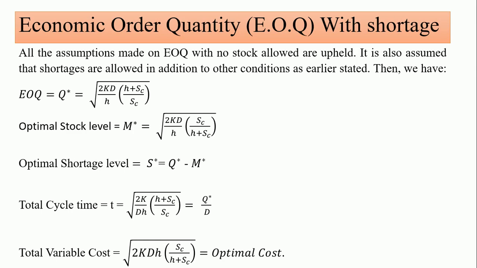Cycle time is square root of 2K over DH, open the bracket, H plus SC over SC. In a simpler form, it equals Q star, which is the EOQ, divided by demand. The total variable cost is given as square root of 2KDH, open the bracket, SC over H plus SC, close the bracket, and is sometimes regarded as the optimal cost.